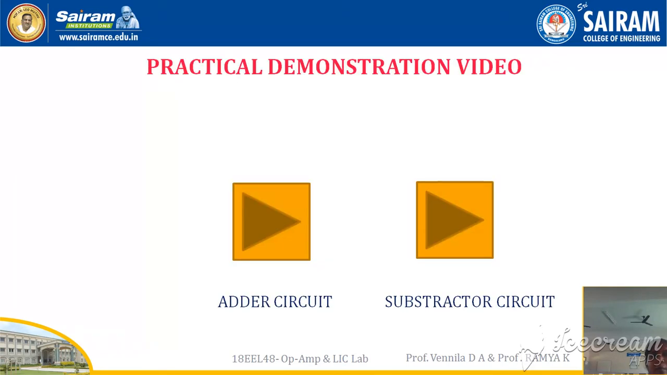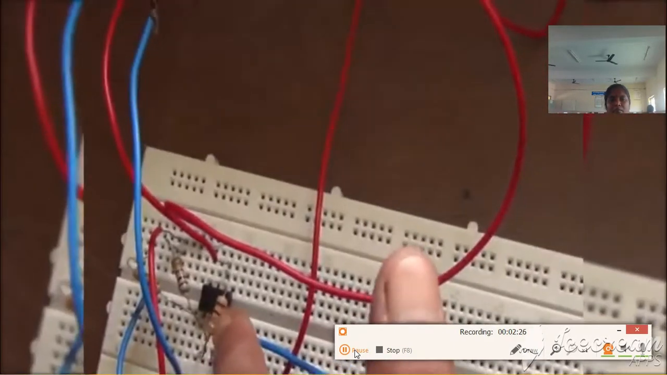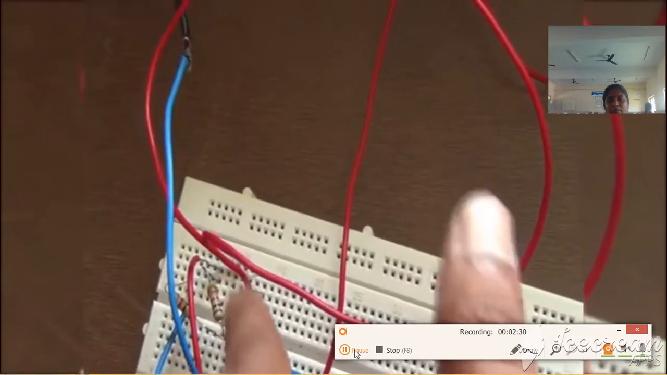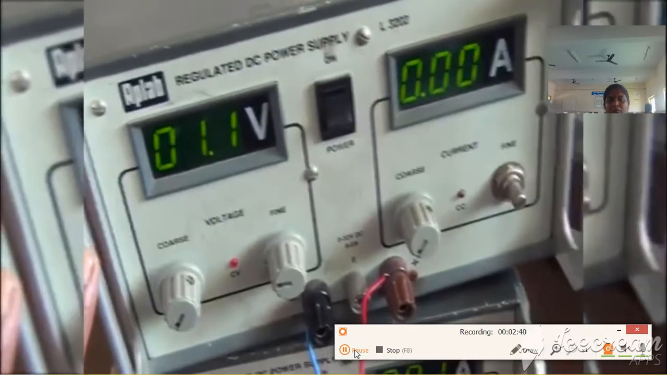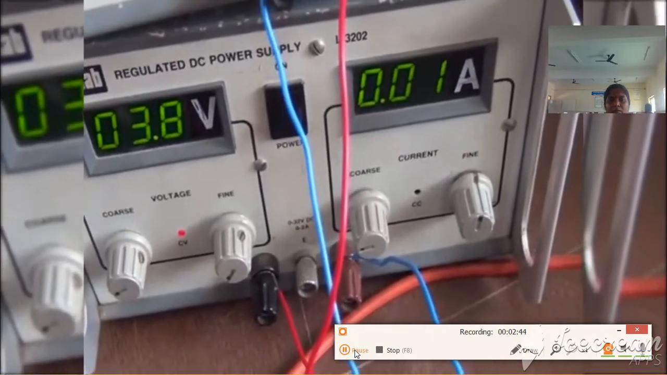Now this is the practical demonstration video of the adder circuit. I have connected the circuit. The feedback resistance that we have used is 10k, and here we have used two 1k resistances. One end is connected to the input DC voltage. Here the DC voltage in one RPS is set to 1.1 and the DC voltage in the other RPS is set to 3.8.